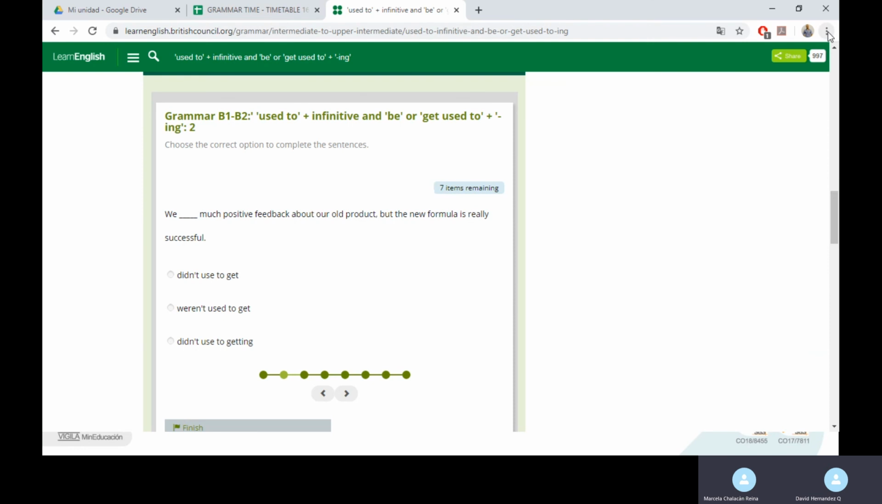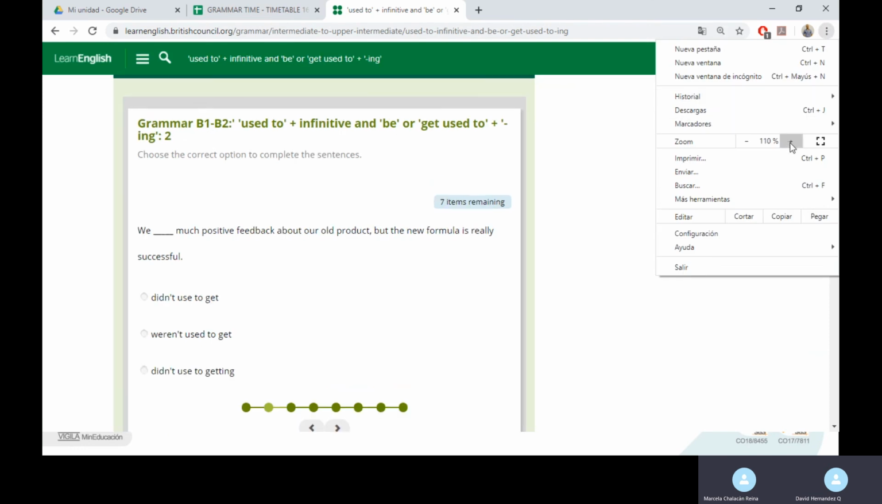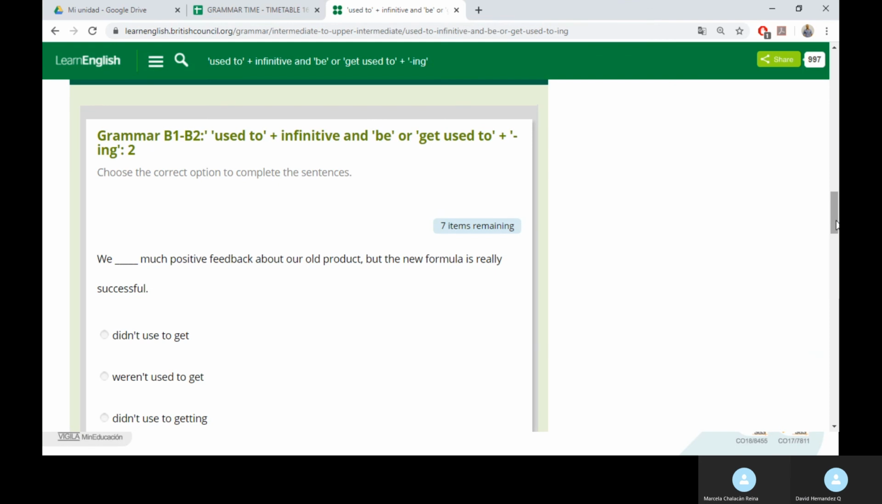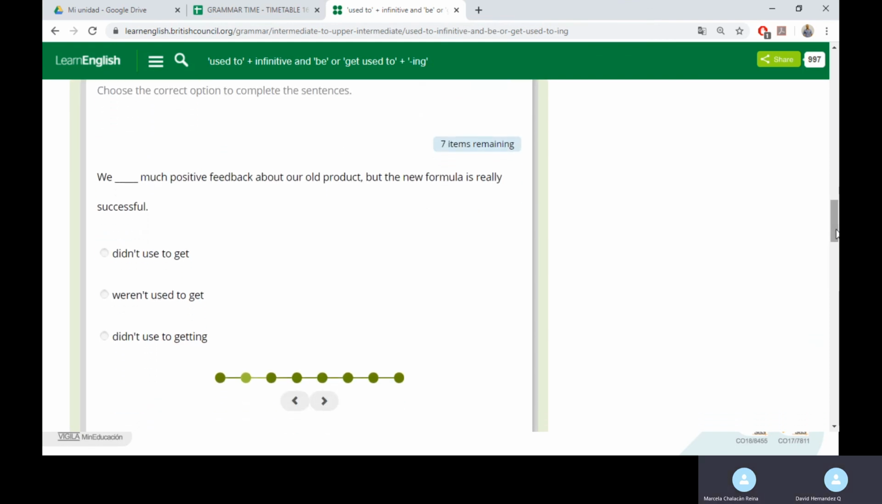Okay, let me see if maybe I can make this a little bigger. Yep. Okay, there. What do you choose? This is a hard one, right? Too many words.